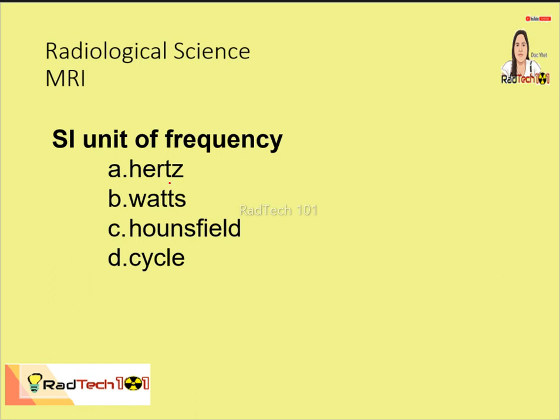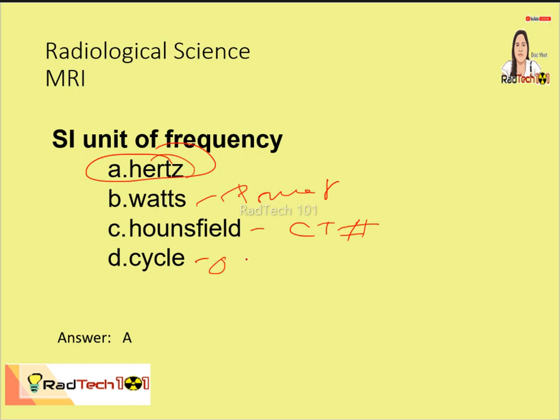Next, the SI unit of frequency. So, the SI unit of frequency is hertz. So, watts for power? Hounsfield, of course, the CT numbers. And cycle for oscillations. Number of oscillations.